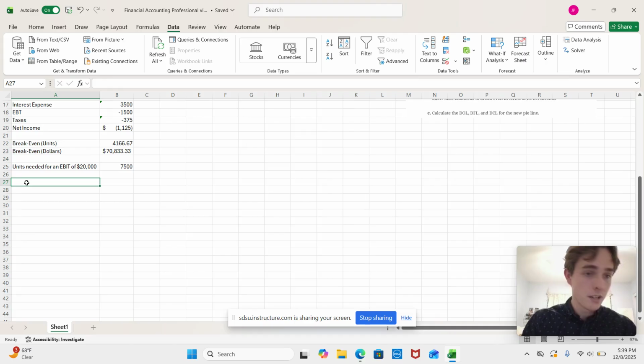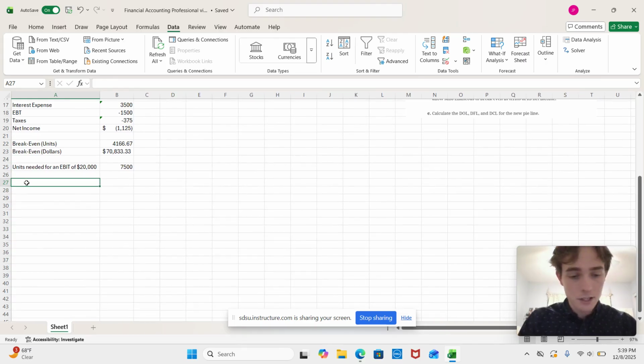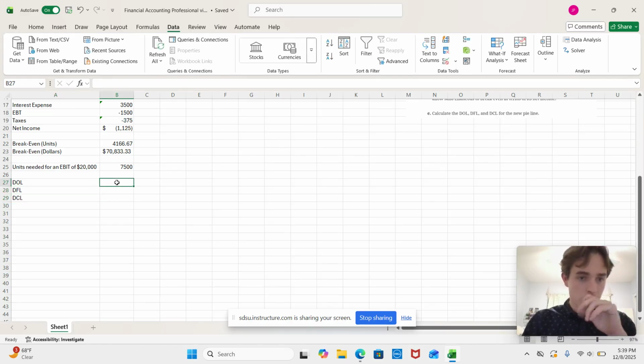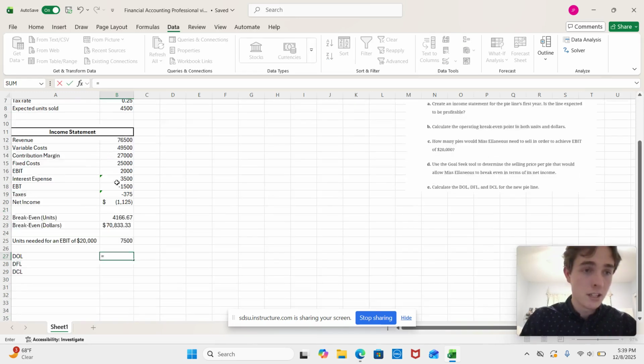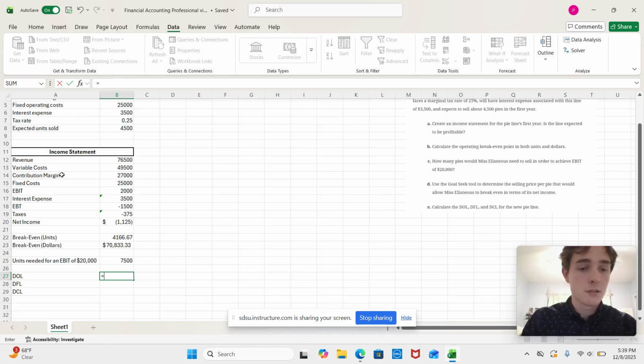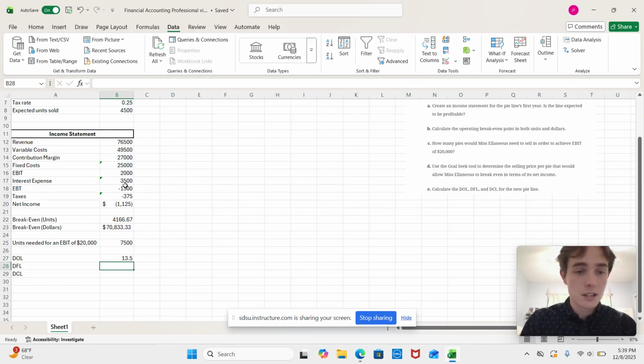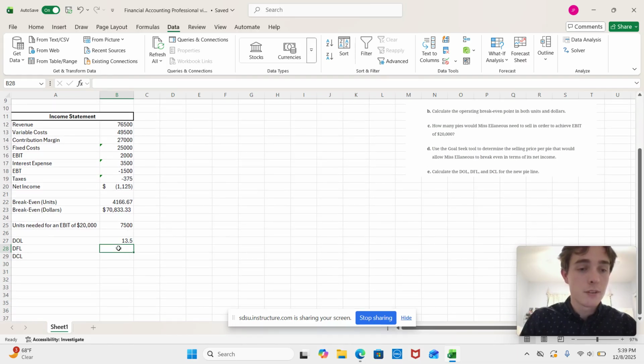Okay, so we're going to come down here, and I'm going to put DOL, DFL, and DCL. Okay, so for the degree of operating leverage, that one we will do an equal sign, and then we will come up and see the contribution margin, and we will divide the contribution margin by the earnings before interest and taxes. Okay, so that will be B14 divided by B16. Right there we get 13.5.